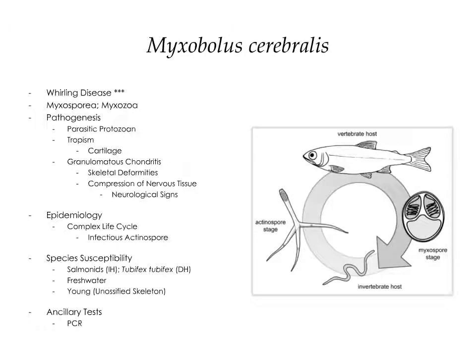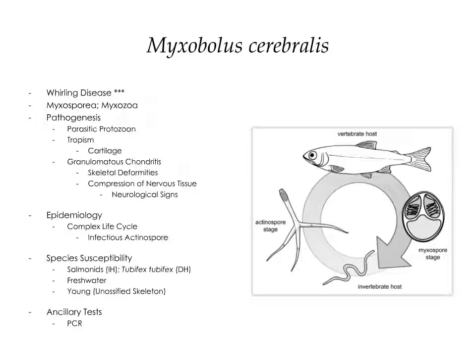Myxobolus cerebralis is the agent responsible for whirling disease, also known as blacktail. In Canada, Myxobolus cerebralis is a reportable disease. There are a number of watersheds in Alberta that are currently affected. Myxobolus is a genus of parasitic protozoa within the group Microsporidia of Myxozoa. The parasite has a tropism for cartilage.